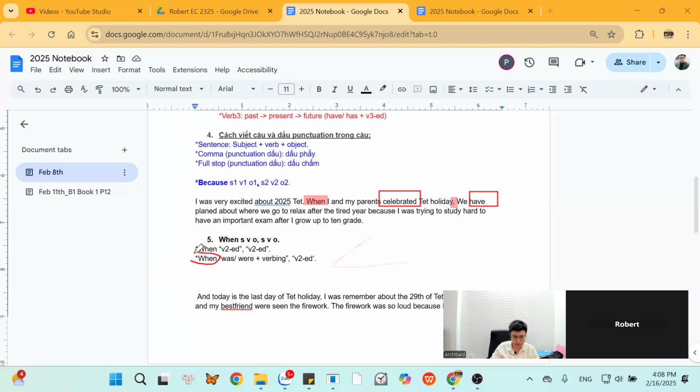So you use when to talk about an action which was happening at some time in the past, and then suddenly something happened. You are going to use verb two. Do you understand this structure, Robert? Oh, yes, I do. So can you show me, when should we use when, verb two and verb two?